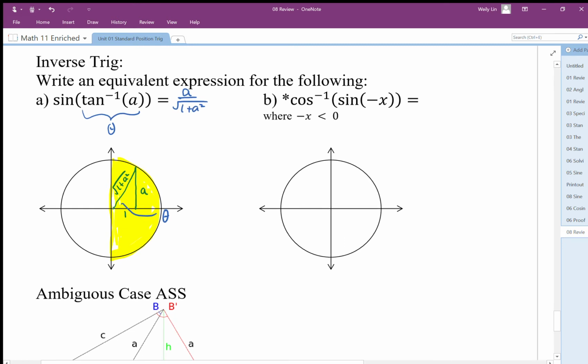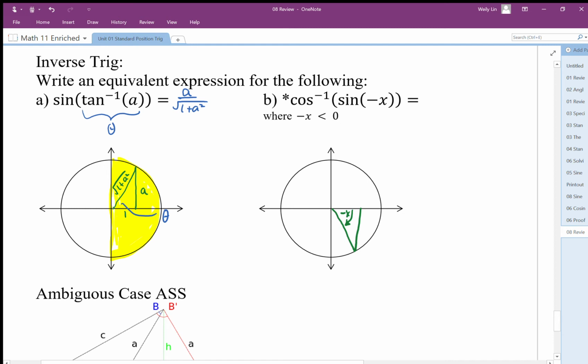For this one here, again, it's important to recognize, does this x represent an angle or a ratio? This is a sine, so this input for the sine must be an angle. Here it says the angle is negative x, where negative x is less than 0, so we're going to draw this in quadrant 3 or 4, like this. That's going to be my negative x angle.